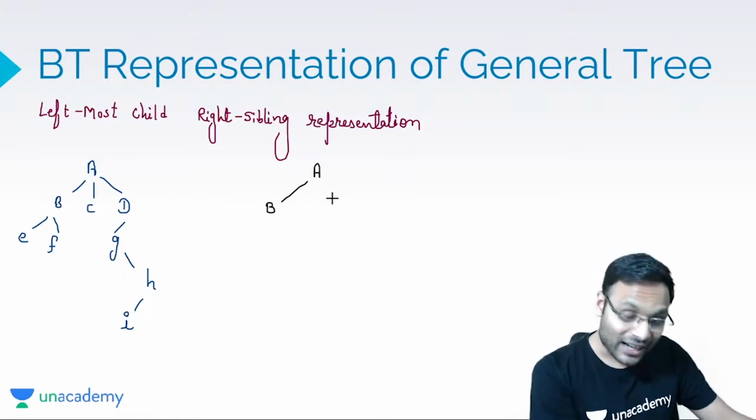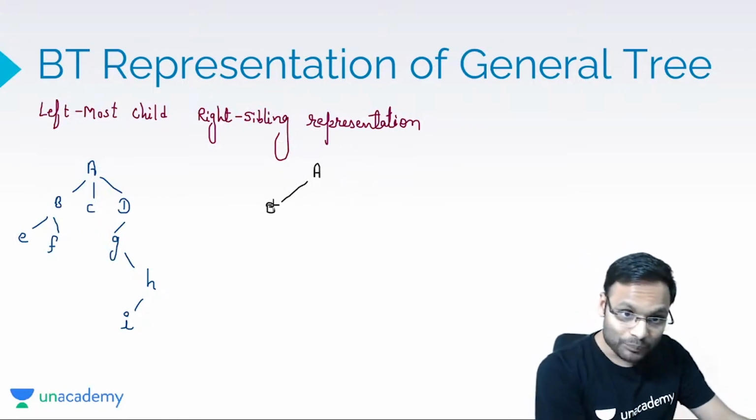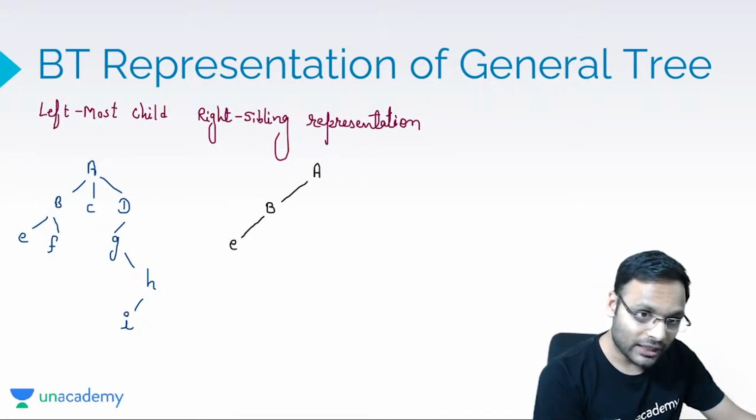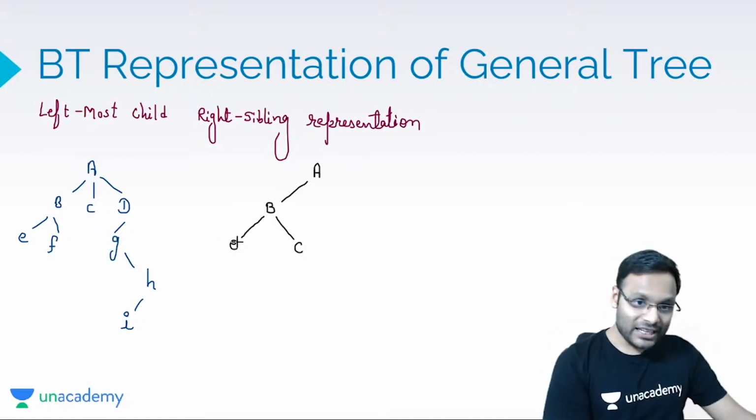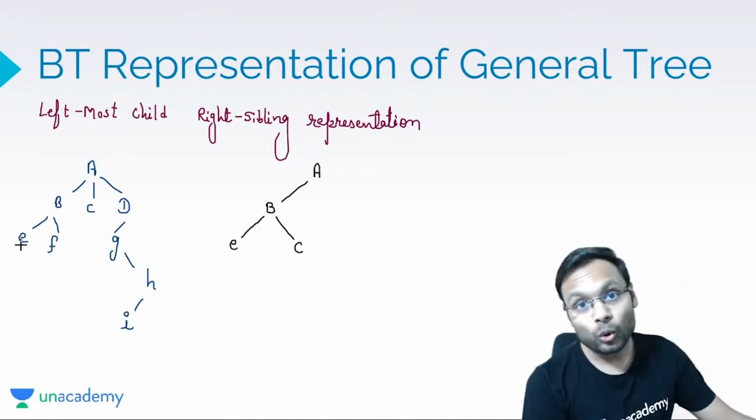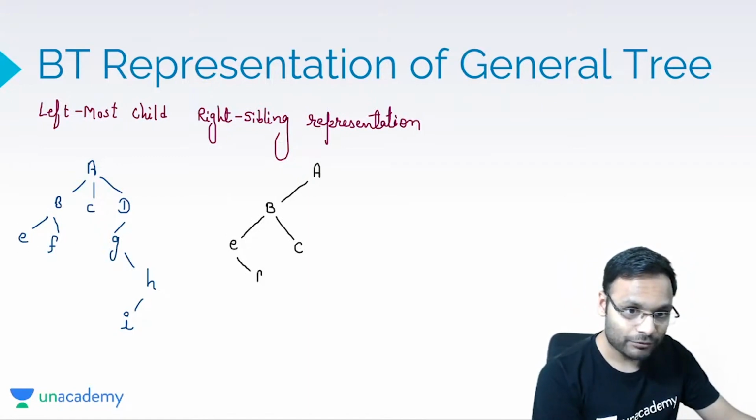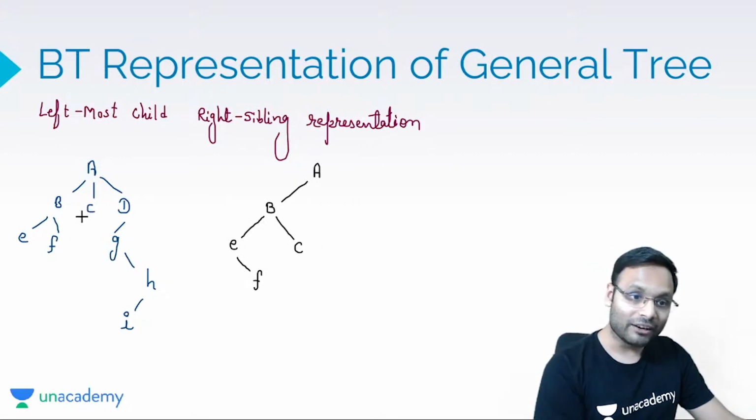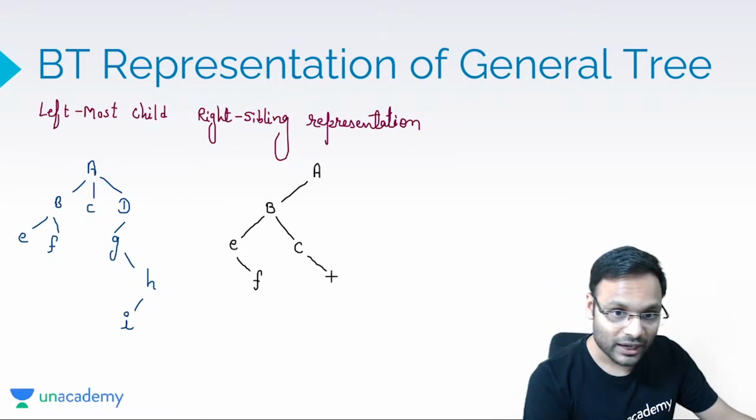In the right side, we will have the sibling of A. There is no sibling of A. Fine. For B, the leftmost child, the first child from the left side, is E, in the left. Right side sibling of B is C. E's leftmost child: is there any child? No. Right side sibling of E is F. For C, leftmost child in the left: no child. But right side sibling of C is D.